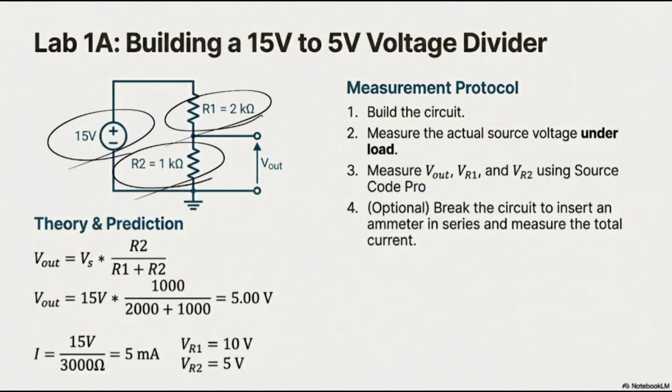Easy. As you guys know, Vout is Vs, the source voltage, multiplied by R2 divided by R1 plus R2. So if I multiply 15 by 1000 divided by 2000 plus 1000, I have the 5 volt itself. I can simply find the current, and I have the voltage at R1 and R2.